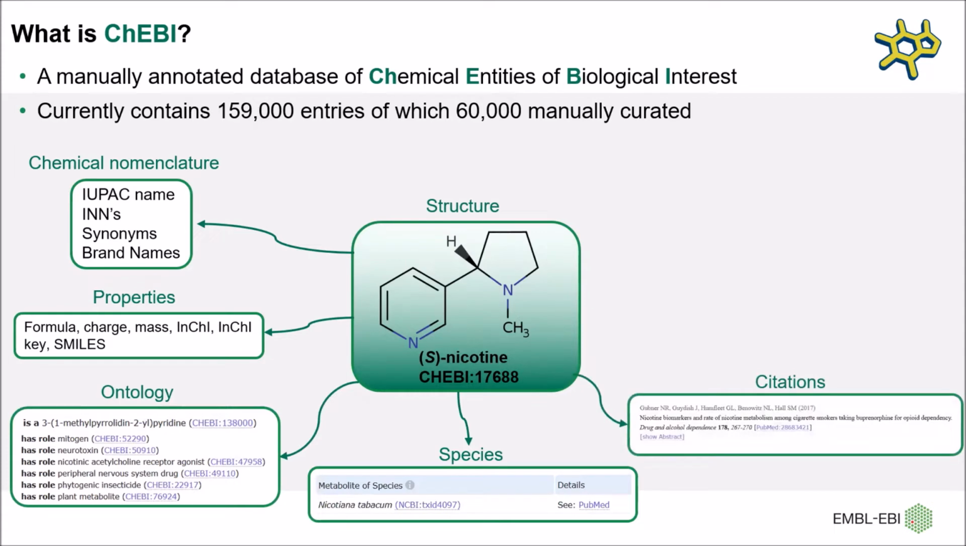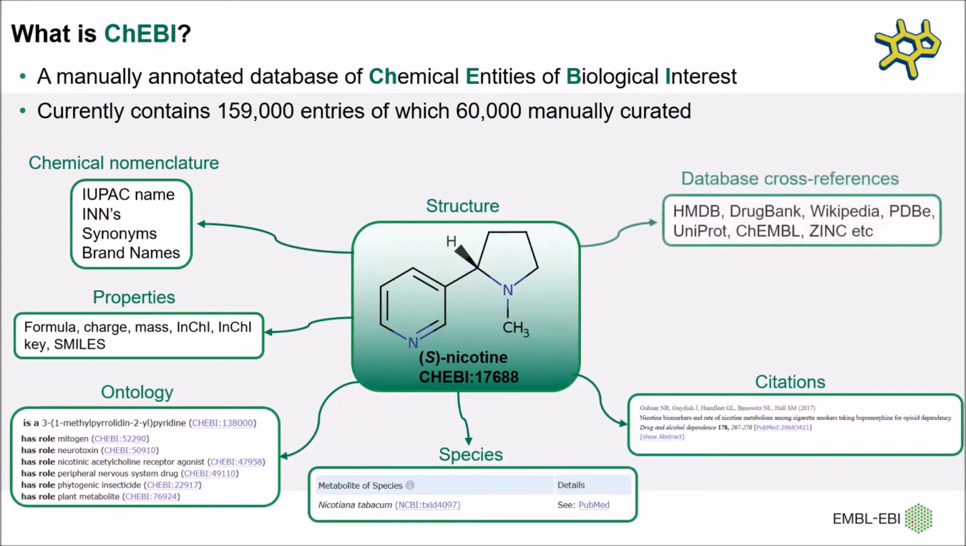ChEBI also provides a list of citations where, for example, publications which mention the entity are provided along with a link to the full article. And we also provide database cross-reference links to around 68 different resources. Some of these are mentioned here. And we also provide registry numbers to CAS and Reaxys.